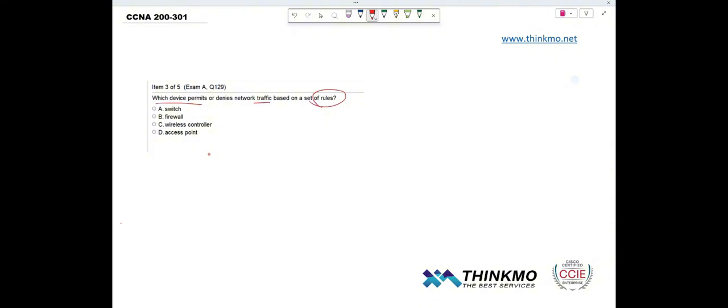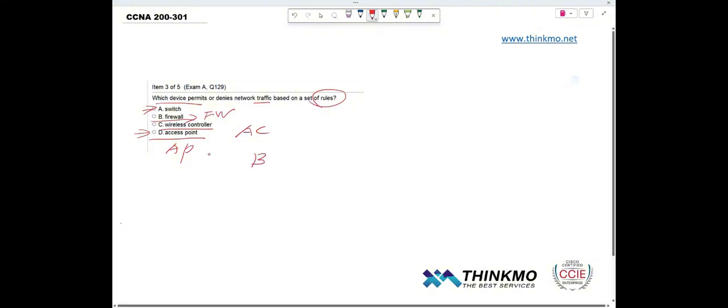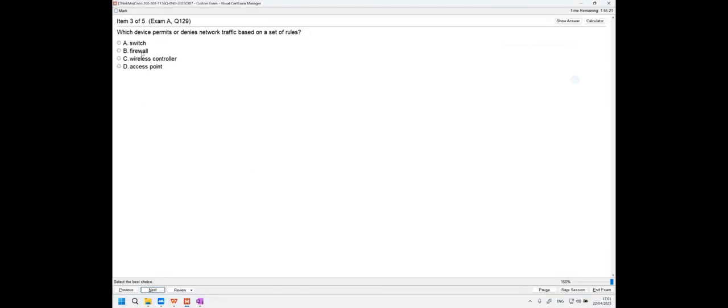What is this device? A switch? No. Then this goes to AP, the access point device. No. This wireless controller, AC, also doesn't work, so the correct answer is this. So the answer to this question is option B, firewall. Let's look at the correct answer. Choose B.